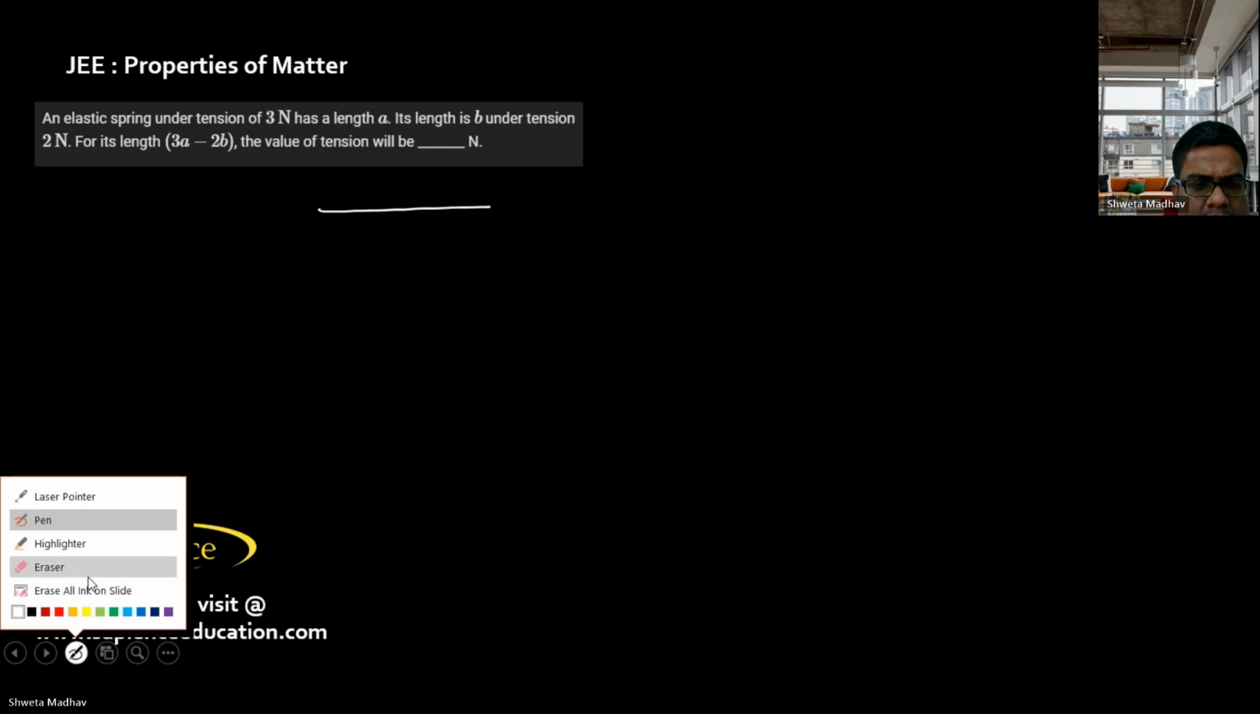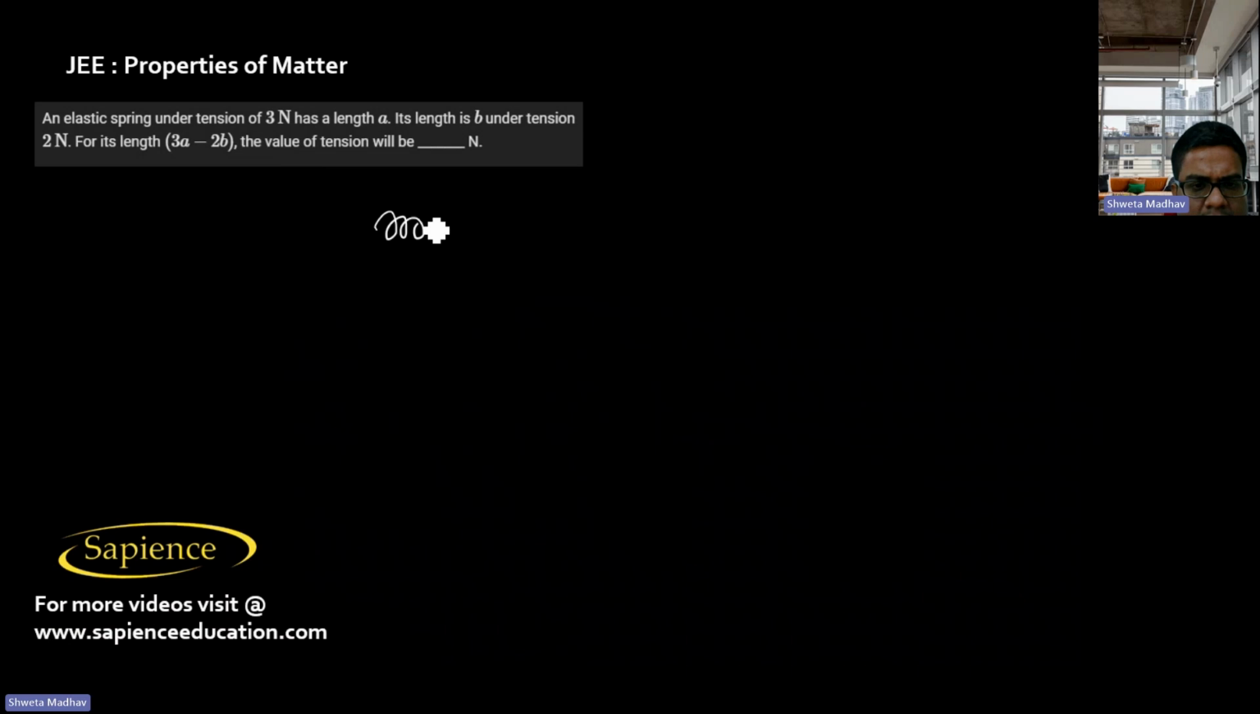So here it is told that an elastic spring under tension of 3 Newton has a length A. Its length is B under tension 2 Newton. So there is an elastic spring. It is an elastic spring. So it is when the tension force is applied. So suppose one end is fixed.